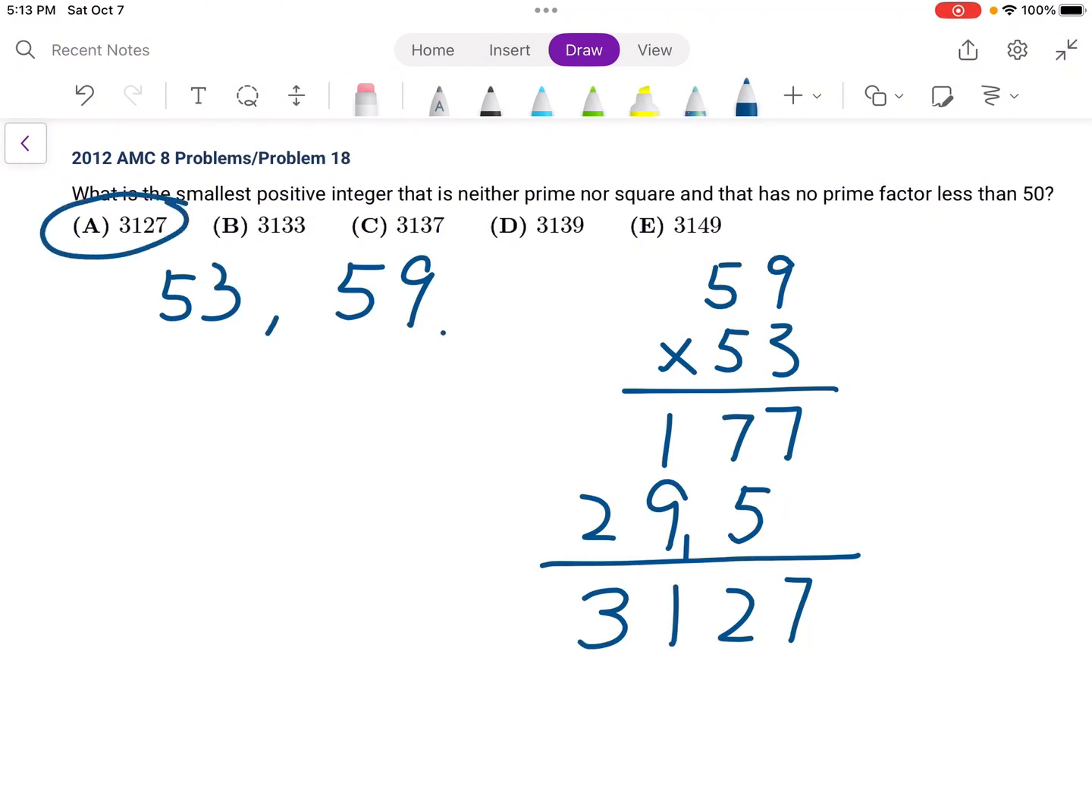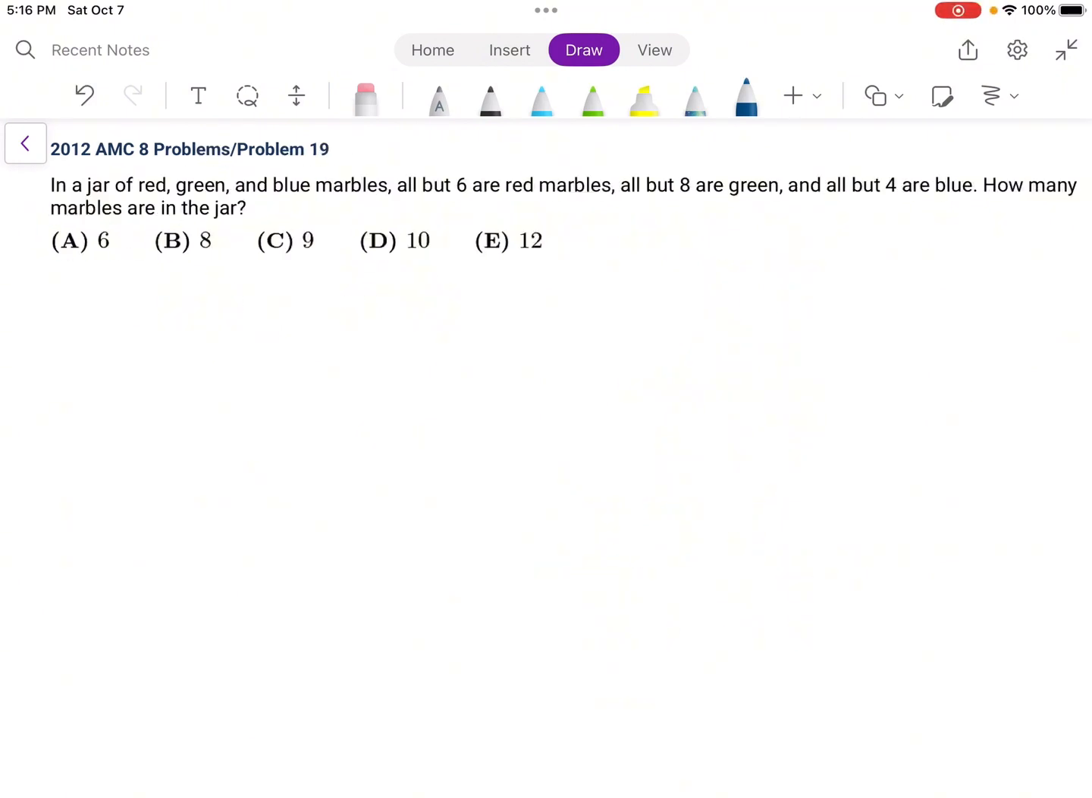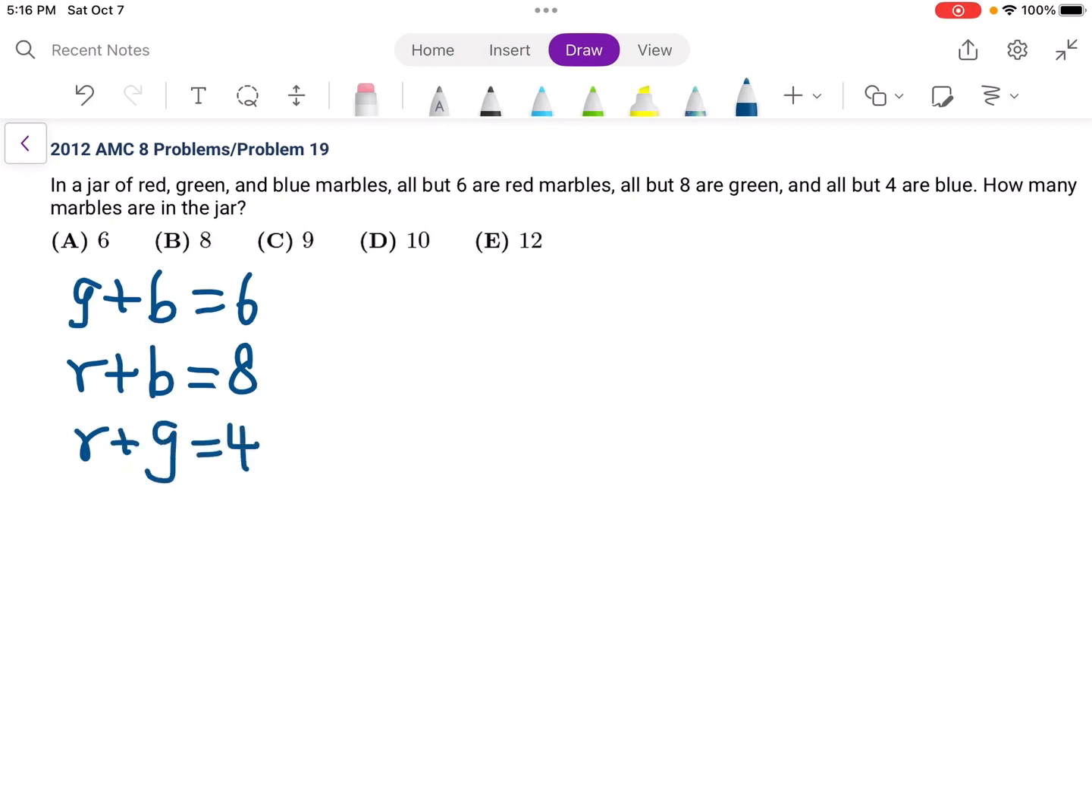So in a jar of red, green, and blue marbles, all but 6 are red marbles. That means green plus blue equals 6. And all but 8 are green. That means red plus blue equals 8. And all but 4 are blue. That means red plus green equals 4. Let's assume these are equations 1, 2, 3.